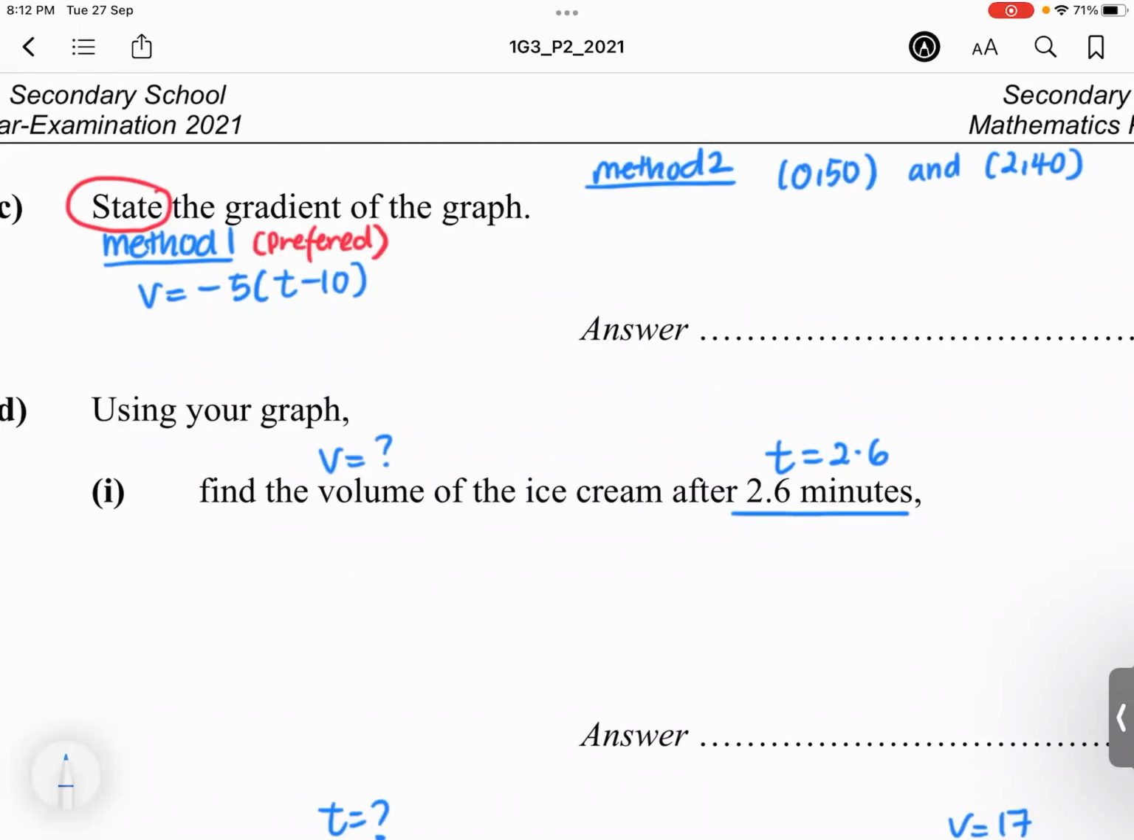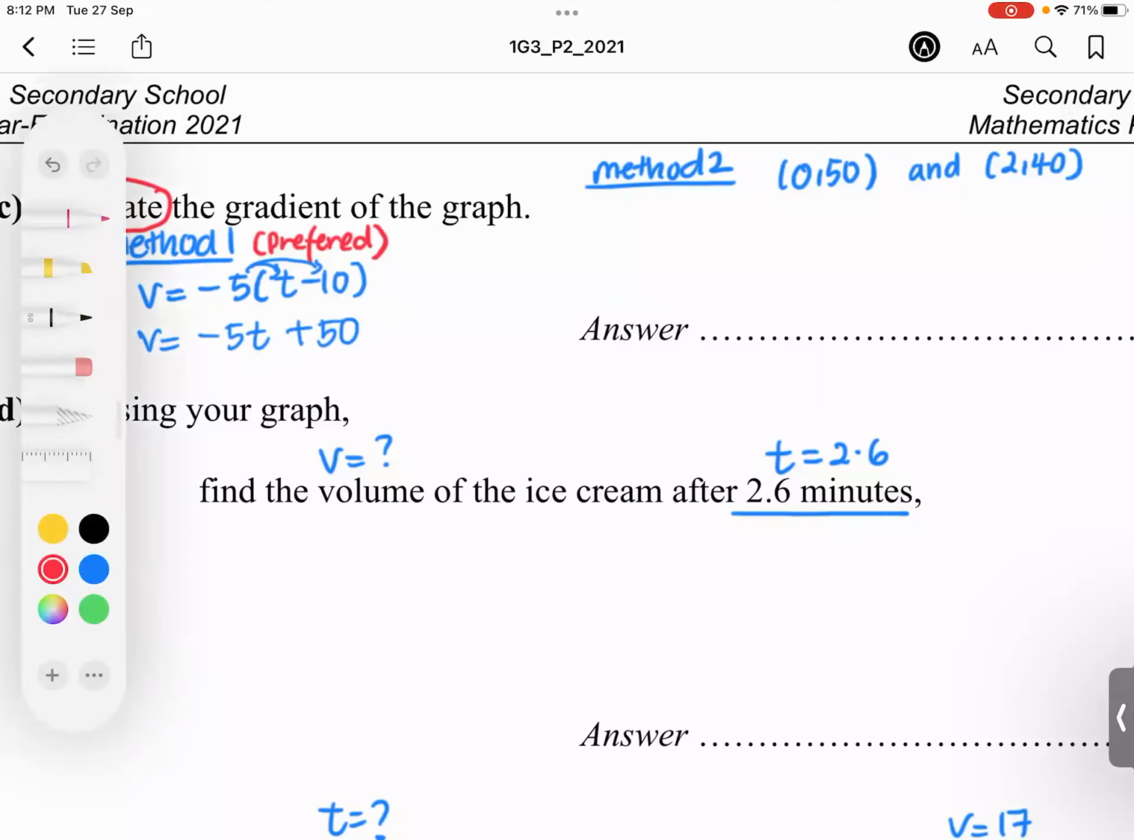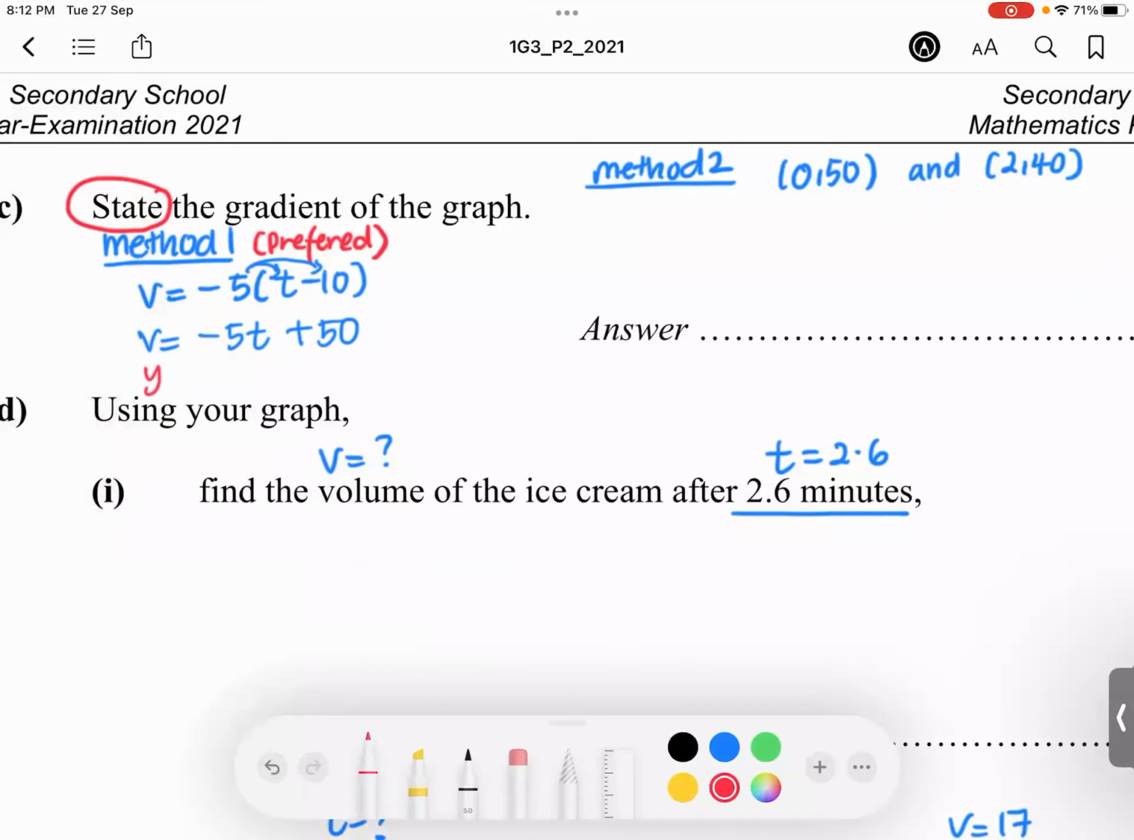First method: use the concept y equals mx plus c. First, let me expand this. This will be -5t plus 50, right? If I compare this to the general equation of a straight line, y equals mx plus c, the m is the gradient, which is -5.